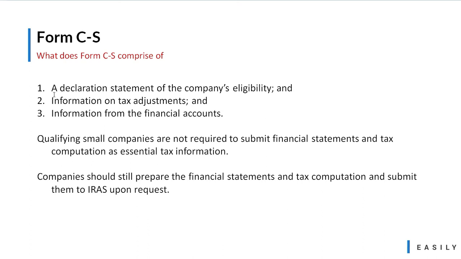So this is what Form CS comprises of. Okay, so just a declaration statement of the company's eligibility to file Form CS, then the information on any tax adjustments, and then information from the financial accounts.